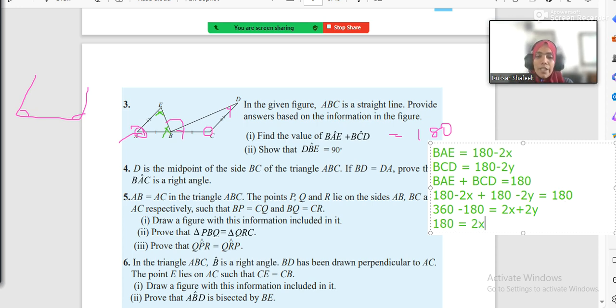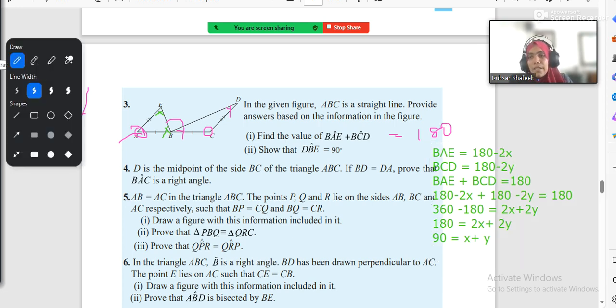This equals 2x plus 2y. But my problem is not solved. I need to figure out what x plus y is. So I can divide the entire thing by 2, which would give me 90 equals x plus y. So now let's see if x plus y is equal to 90.